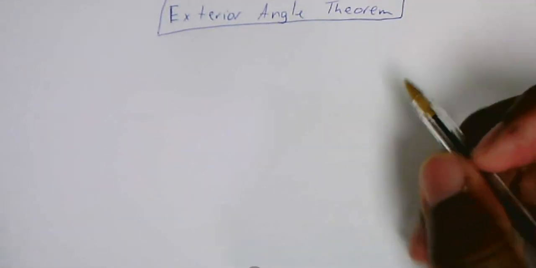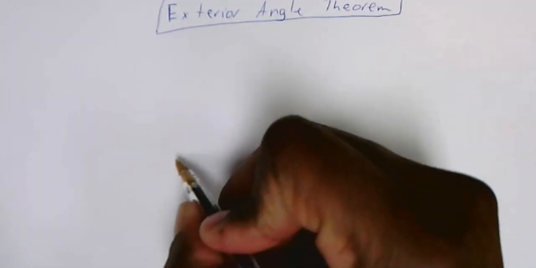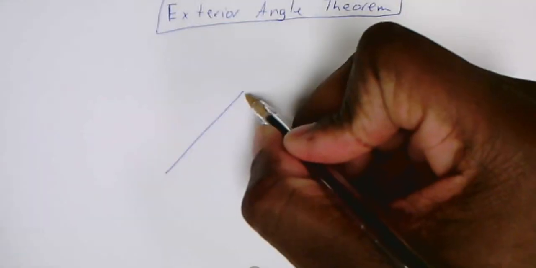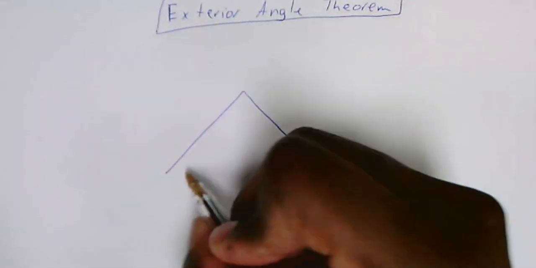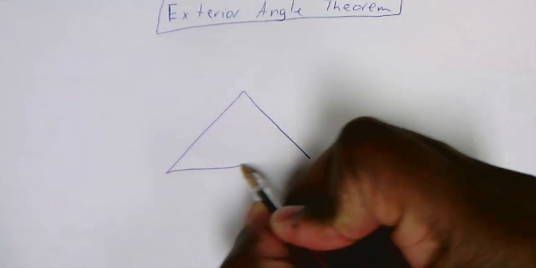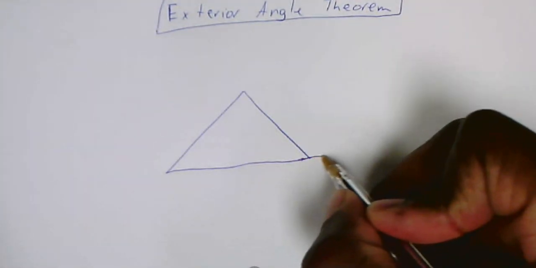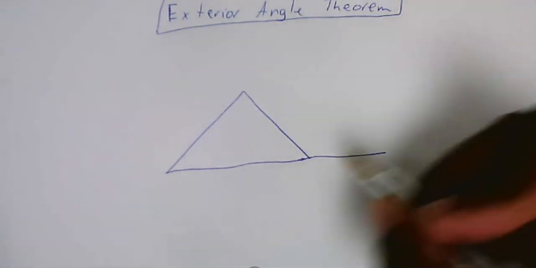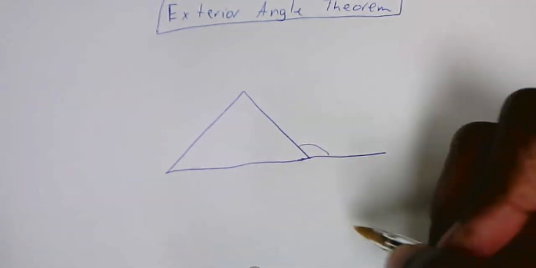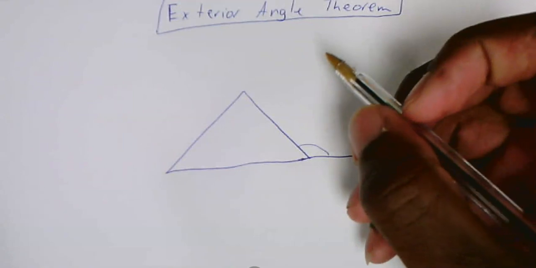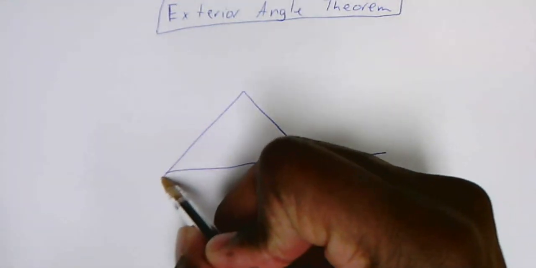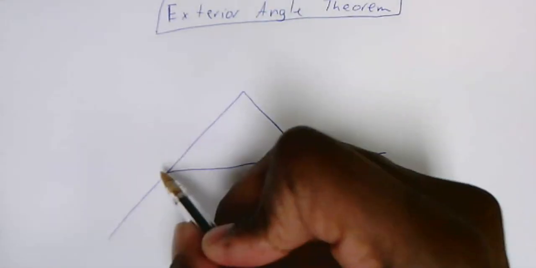Alright, so this video is about the exterior angle theorem. Basically, the exterior angle theorem says this. In a triangle, if you extend one of the sides, you create an exterior angle. Technically, if you extend any of the sides, you create another exterior angle.